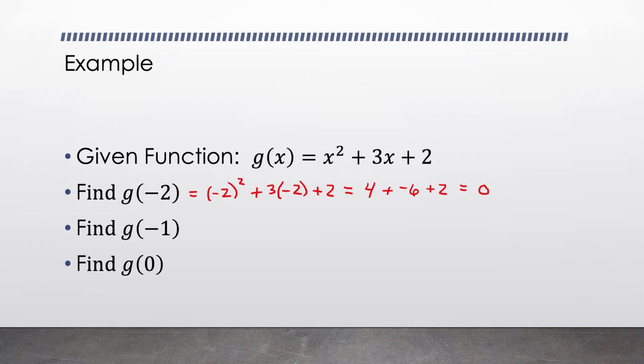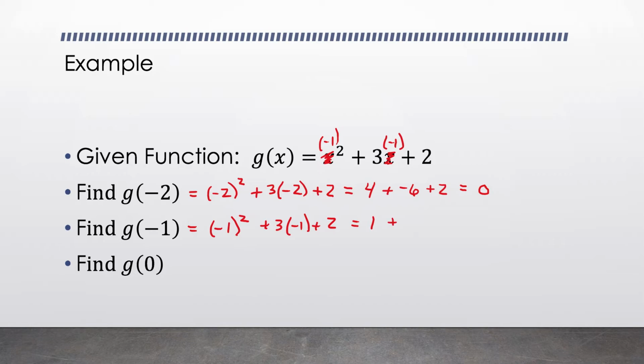The next one says find g of negative 1. So again, wherever there's an x, we're going to substitute in a negative 1. Keep it in parentheses. So we'll rewrite first. So I have negative 1, that part's squared, plus 3 times negative 1, plus 2. We do our powers first. So negative 1 squared is going to become a positive 1.